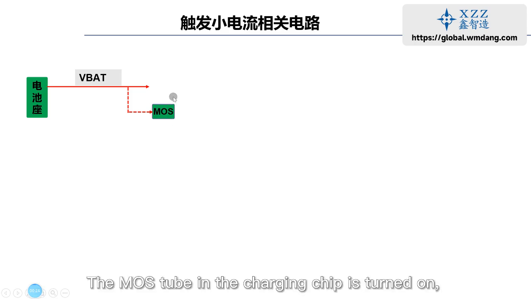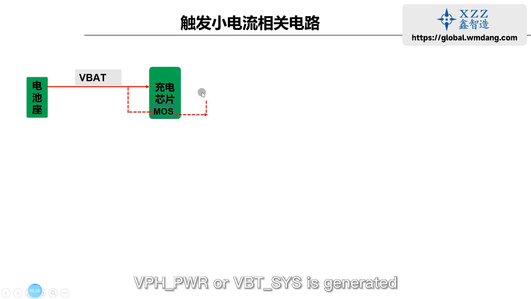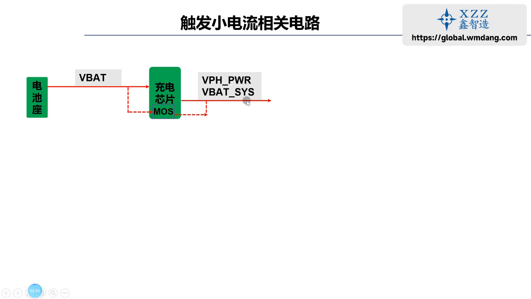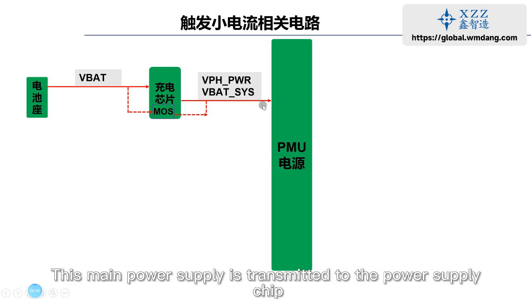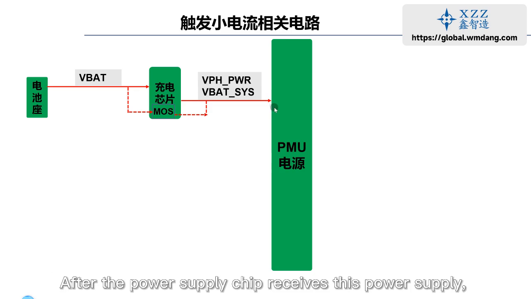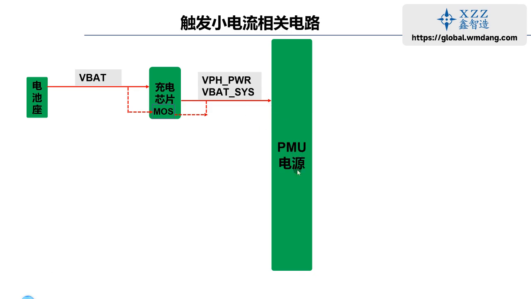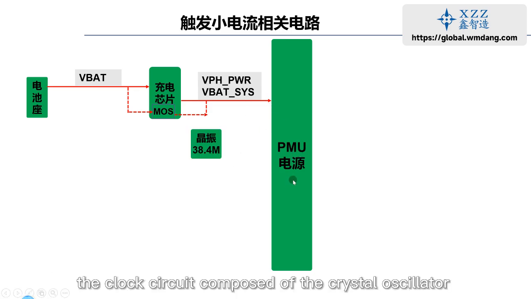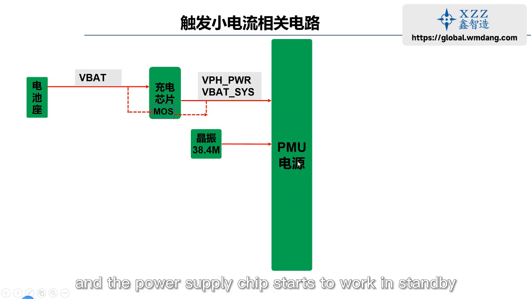The MOS tube in the charging chip is turned on. VPH_PWR, or VBAT_SYS, is generated. This main power supply is transmitted to the power supply chip. After the power supply chip receives this power supply, the clock circuit composed of the crystal oscillator and the power supply chip starts work in standby.